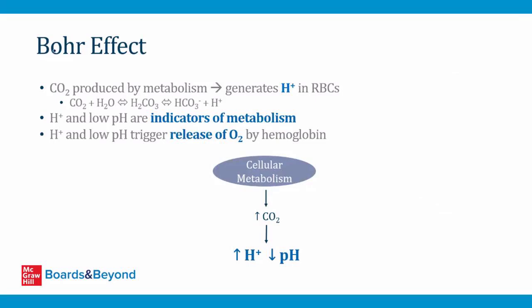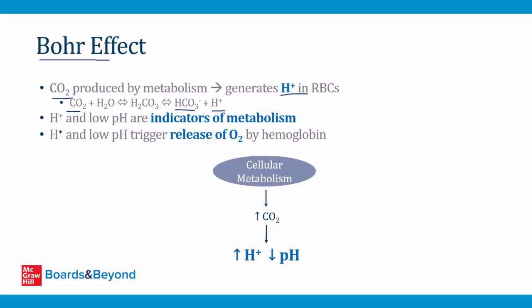Okay, now we're going to talk about a couple of chemical phenomena around carbon dioxide handling in the body. And the first one we'll talk about is the Bohr effect. So as we've already seen, when CO2 is produced by metabolism, this generates protons inside red blood cells. The CO2 is converted to bicarbonate, and that's going to generate protons. And anytime you have more protons, the pH falls because protons are acid.